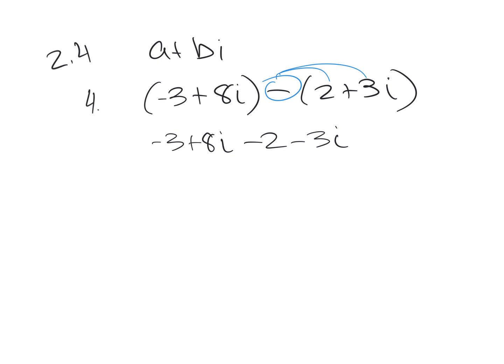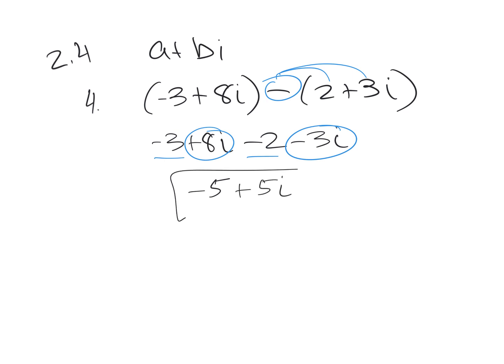So put your like terms together. Your real numbers, negative 3 and negative 2, give you negative 5. And then your imaginary numbers, 8 and minus 3, would be plus 5I. And that's the answer. Who got it right?